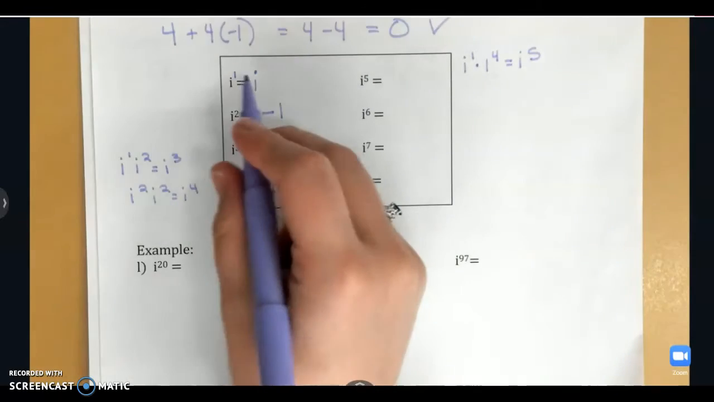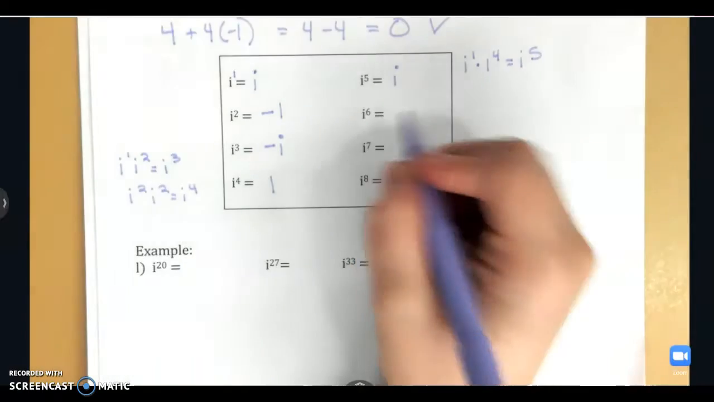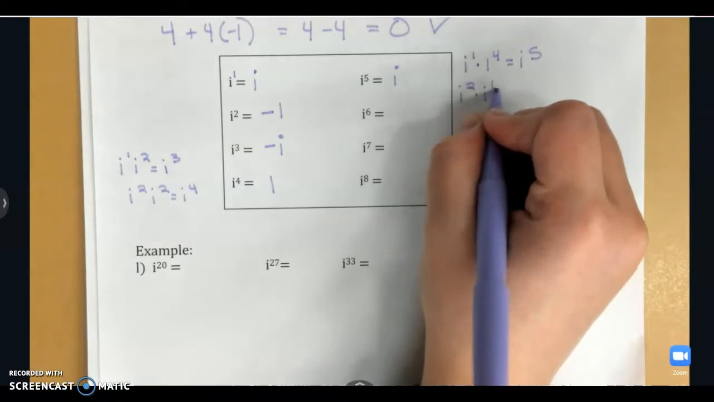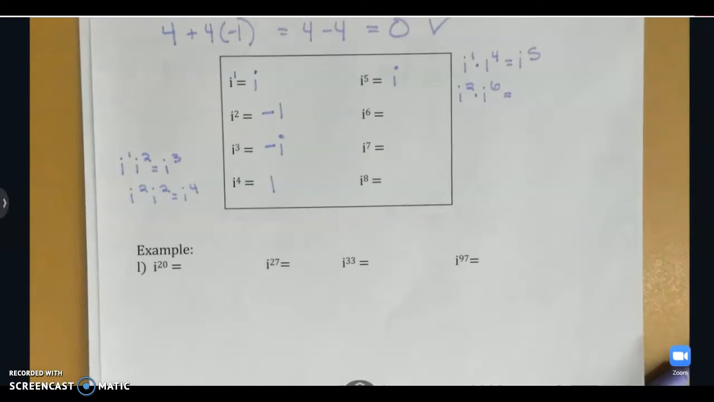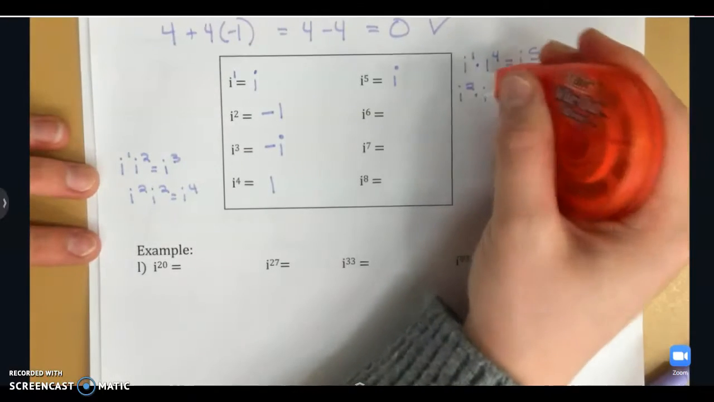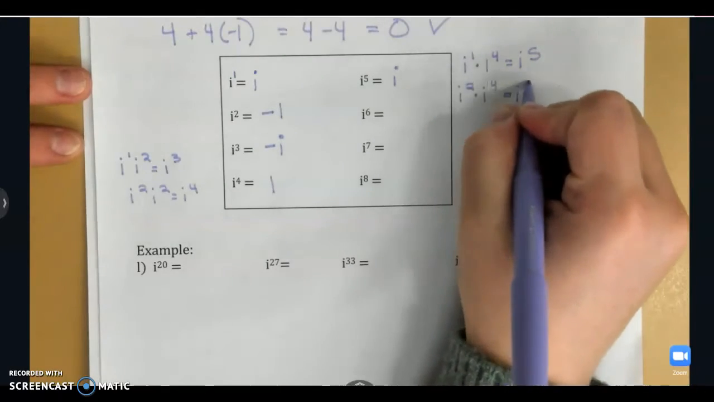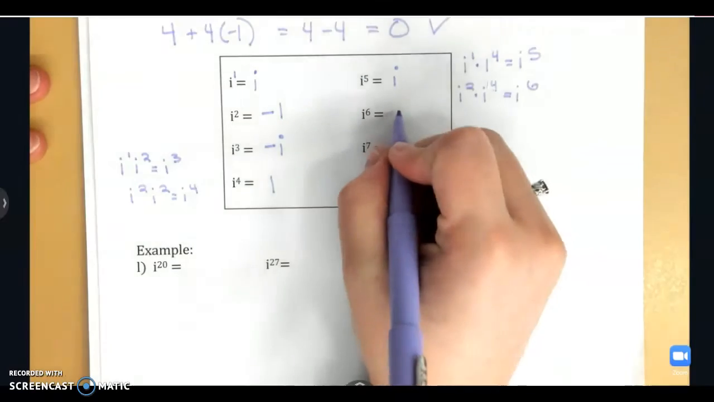So i to the first power, i times 1, gives us i. i to the sixth power would be i squared times i to the fourth, I apologize, not i to the sixth. i squared times i to the fourth will give us i to the sixth. So i squared, -1, times i to the fourth, +1, gives us -1.